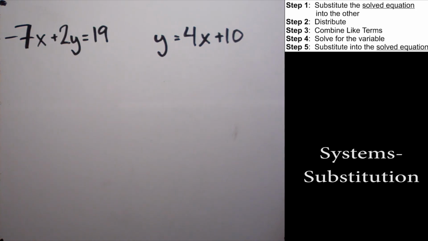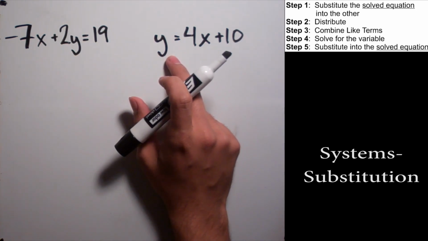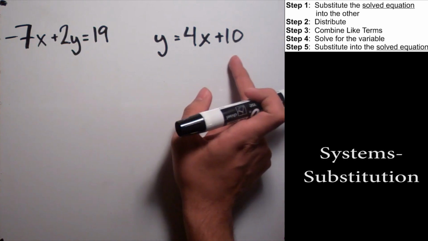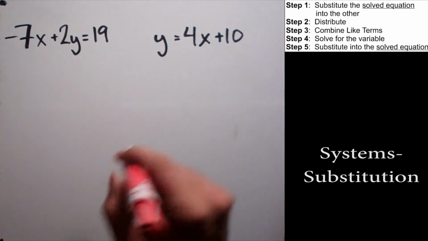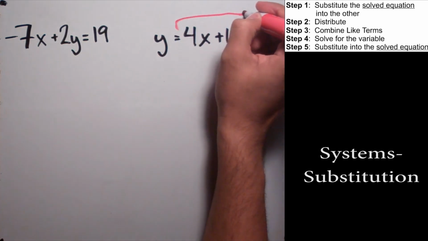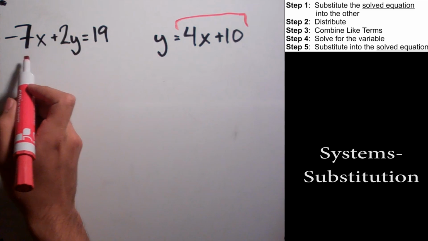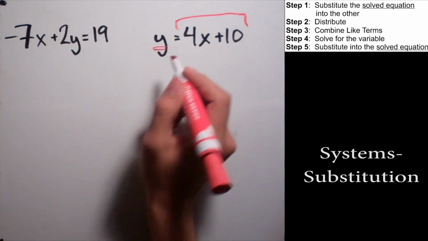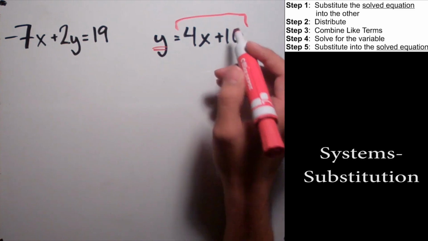So the first one is you are going to substitute one equation into another equation. Now the equation that we're substituting is this one. It's solved for y. It's saying y is equal to a bunch of stuff. I'm going to substitute what it's equal to, in this case 4x plus 10, into the other equation. So wherever I see y, I see a y right over there, I'm just going to write 4x plus 10. So let's do that.